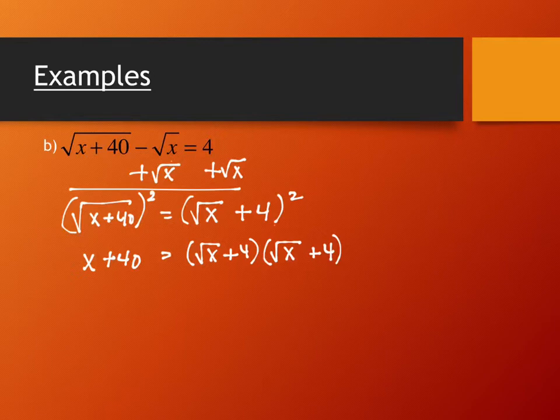So as I FOIL out the right-hand side, I'll do my first and my outer. So the first is going to be x. Square root of x times square root of x is x. And then the square root of x times 4, I'll write it as 4 square root of x. And then I have my inner and my last. So the inner terms is another 4 square root x. And then 4 times 4, which is 16.